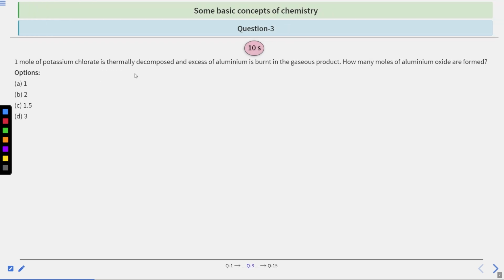1 mole of potassium chlorate is thermally decomposed and excess of aluminium is burnt in the gaseous product. How many moles of aluminium oxide are formed? Options are 1, 2, 1.5, and 3. You have 10 seconds to solve this question. After that, we will see the answer.